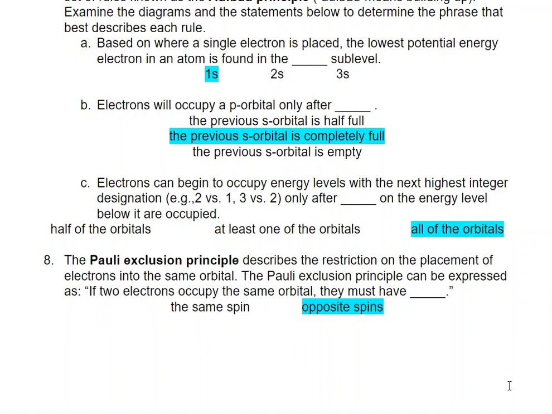The reason they have opposite spins: if you have two electrons spinning in the same direction, there's going to be a lot of electron to electron repulsion. So by having opposite spins, that is actually the lower potential energy version of an atom. So electrons are deposited in opposite spins.